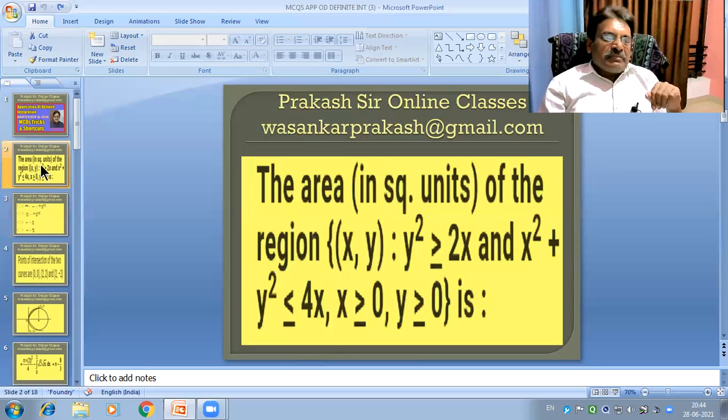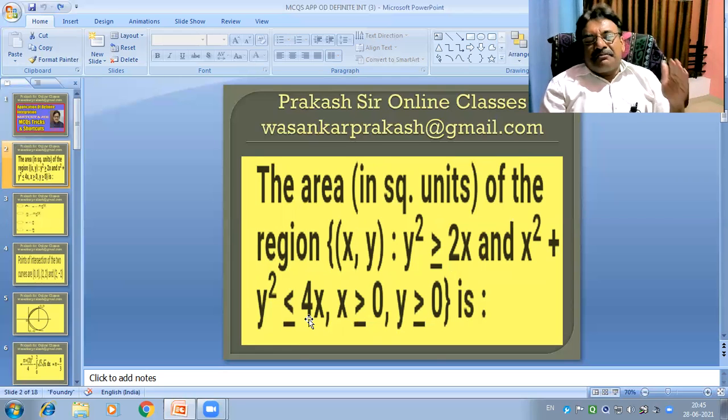In this problem, we find the area bounded by the curves in square units, and equations of two curves are given. The first equation is y square is equals to 2x. This is the equation of the parabola open towards positive x direction with vertex at origin. And the second is x square plus y square less than or equals to 4x.